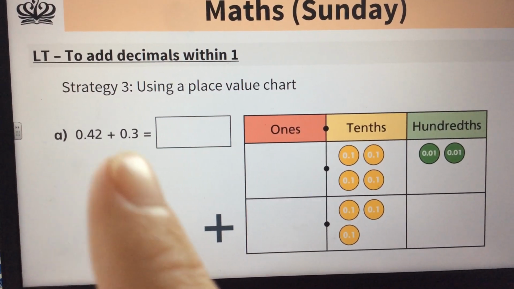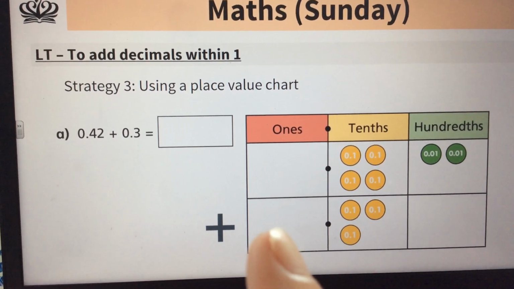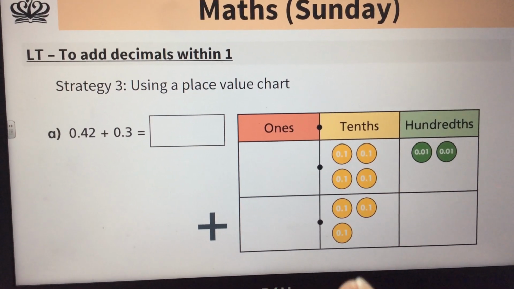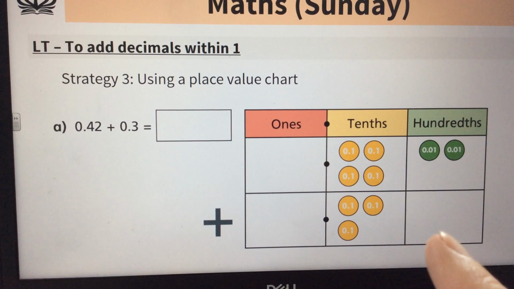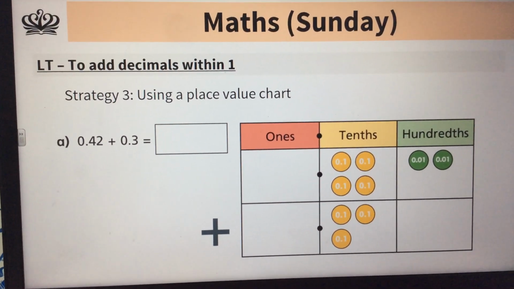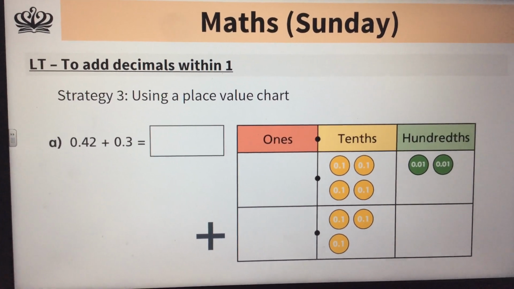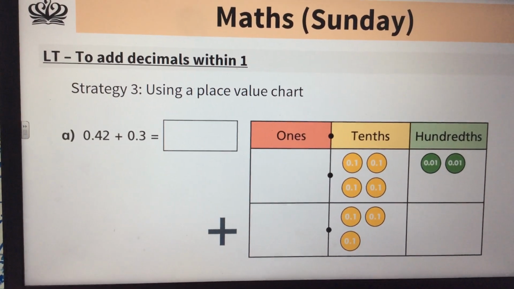So that's our first number, and then 0.3 is our second number. So 3 tenths, we don't have any ones, we don't have any hundredths. Okay, and then you're just adding them up. And if you're using counters, you can actually physically count those. So you'd have 2 of your hundredths, and you'd have 1, 2, 3, 4, 5, 6, 7 of your tenths. Okay, so it would be 0.72. That really helps you to make sure you've got each number in the right column.